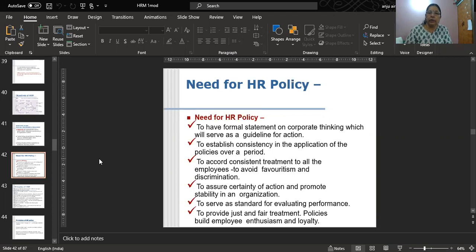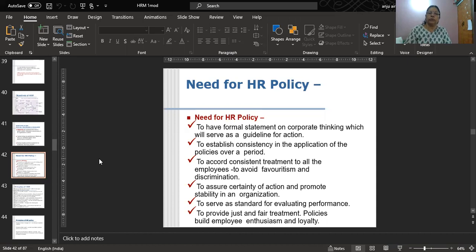So, the need for HR policy. Why we need HR policy is that it is like a guideline. It guides the HR on how to handle their human resource. When you apply these HR policies in your organization, you can give fair treatment to all the employees. All the employees will get the same treatment. There will be no favoritism. There will be no partiality. There will be no discrimination amongst the employees.